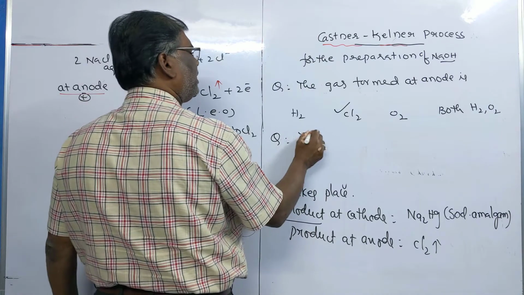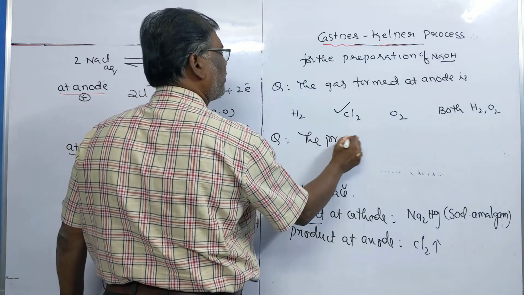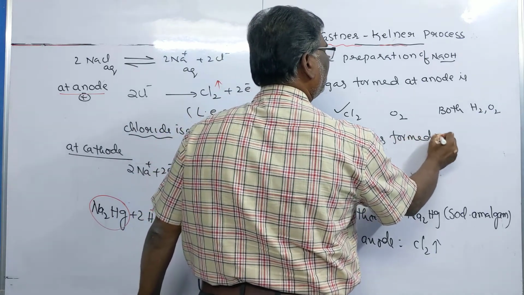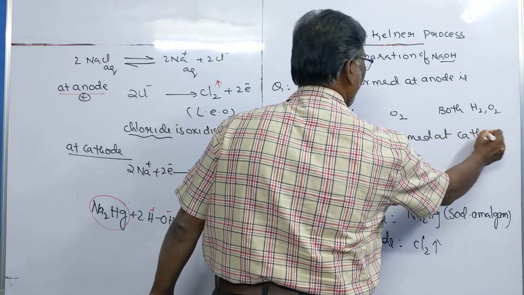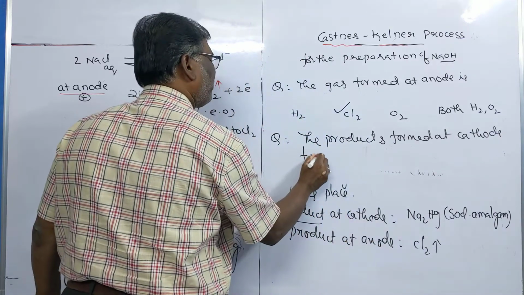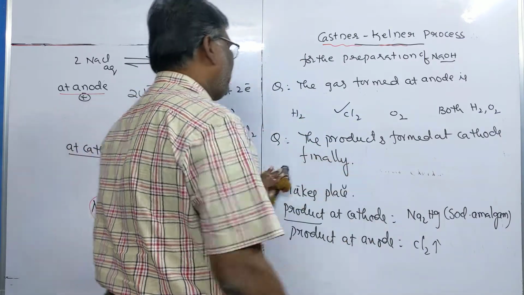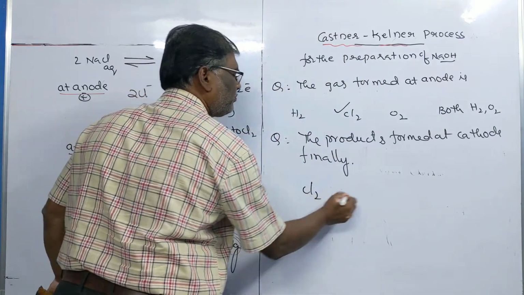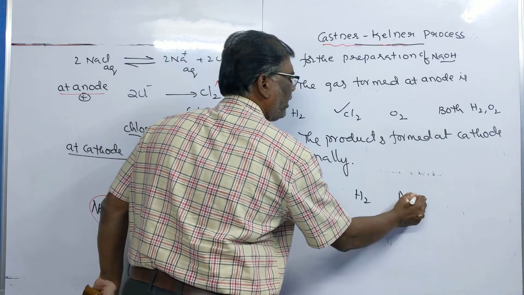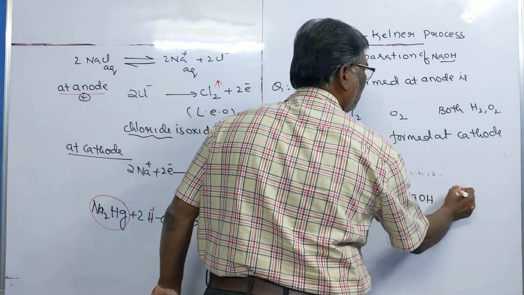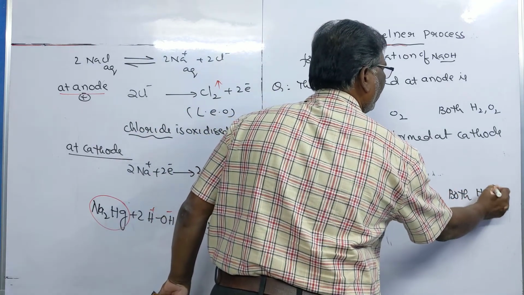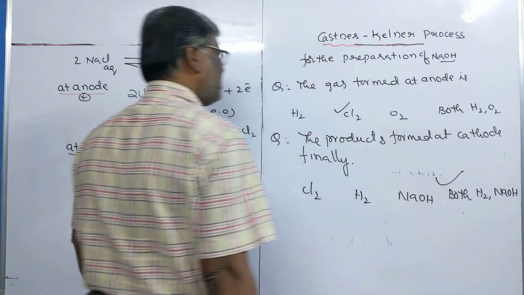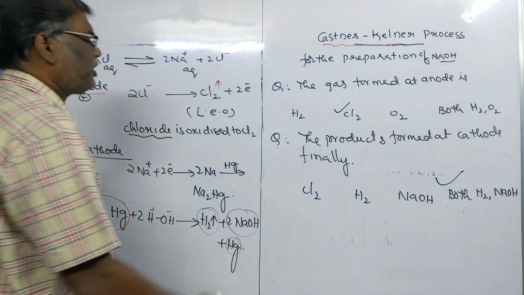Next question. What are the products formed at the cathode finally? The options are chlorine, hydrogen, NaOH, or both hydrogen and NaOH. So what is the right answer? Both hydrogen and NaOH.